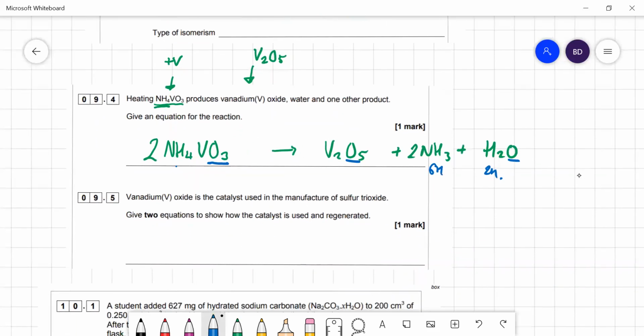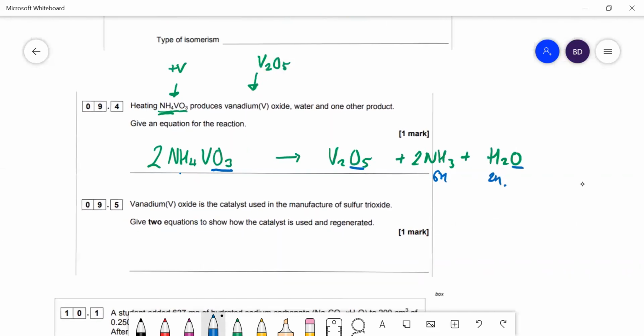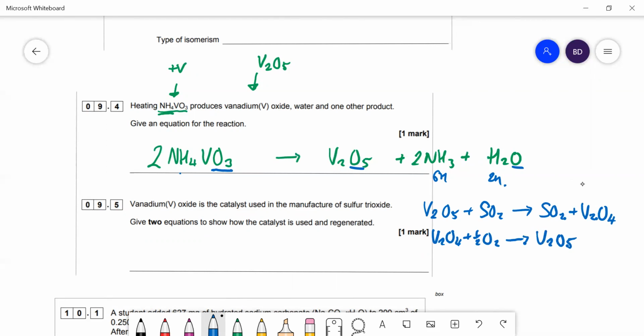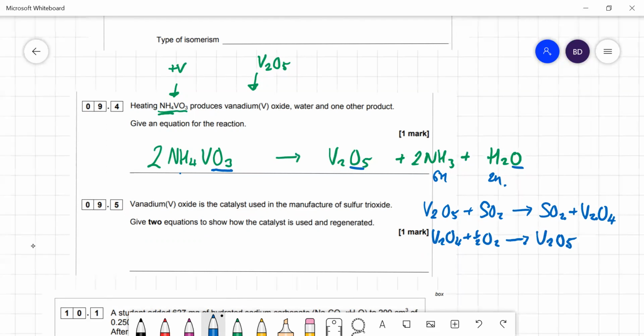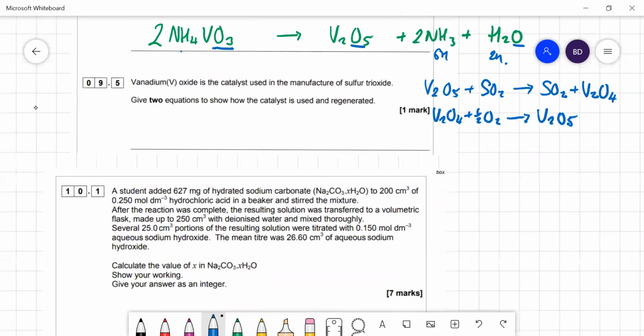Right, this question, 9.5, vanadium(V) oxide is used as a catalyst in the manufacture of sulfur trioxide, and this is a straightforward recall from the syllabus. They always ask this, and they never seem to ask anything more sophisticated than this. All you have to show is that V2O5 is going to oxidize SO2 to SO3 and make vanadium(IV) oxide in the process, and then the vanadium(IV) oxide reacts with oxygen to regenerate it, to turn it back into vanadium(V) oxide. So I just learned those 2 equations, and they very rarely ask anything else, but just to regurgitate those.